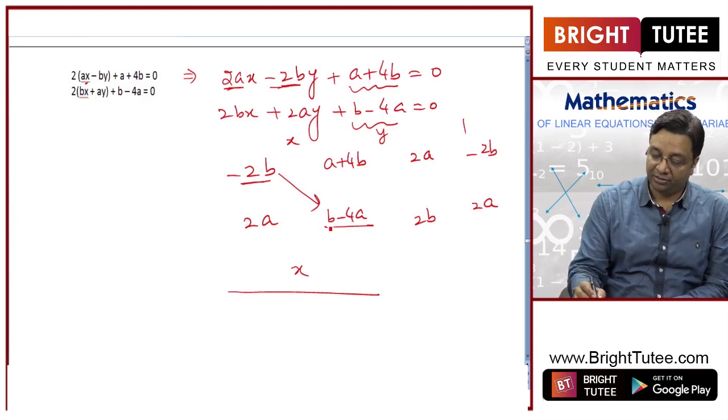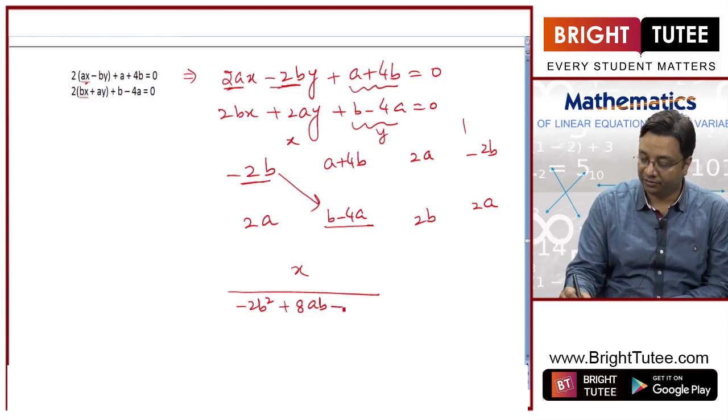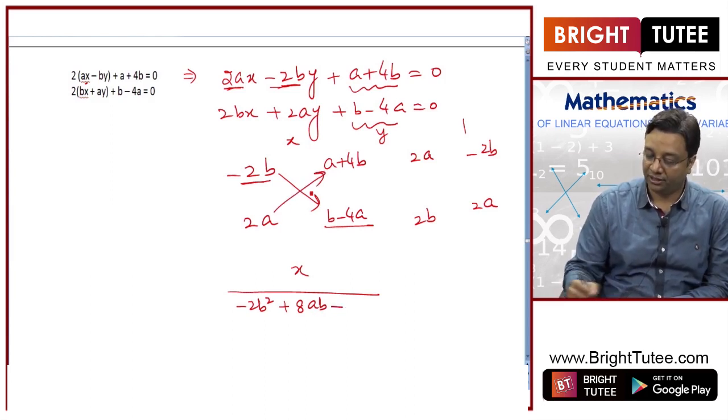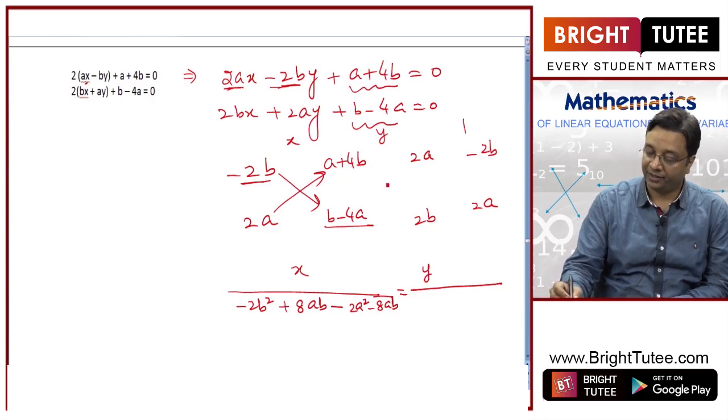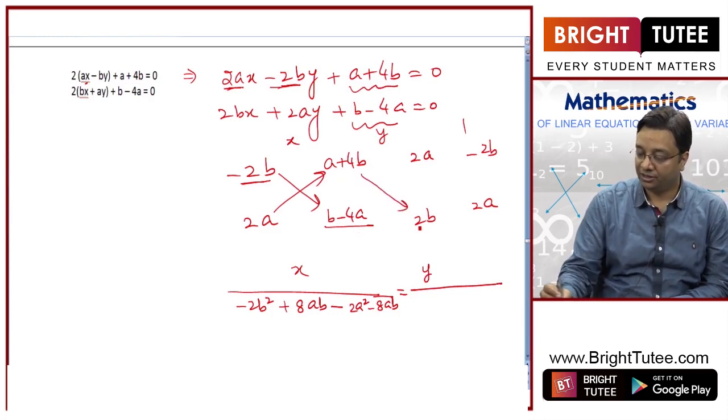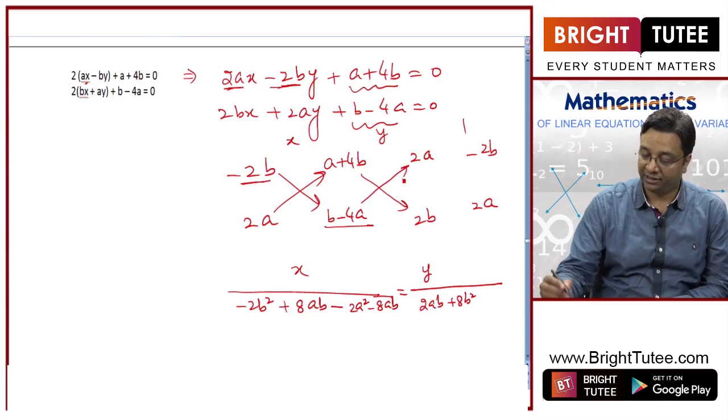So what will be this product? Minus 2b into b will be minus 2b square, minus 2b into minus 4a will be plus 8ab, and then you have to subtract this product which is 2a square plus 8ab, that will become minus 8ab because we are subtracting it, right. It is equal to y divided by this product here which is 2ab plus 8b square, and then we need to subtract this.